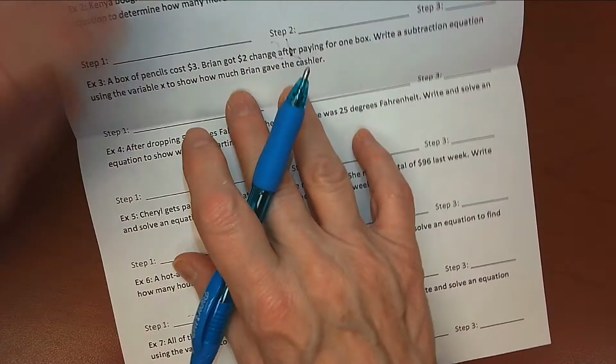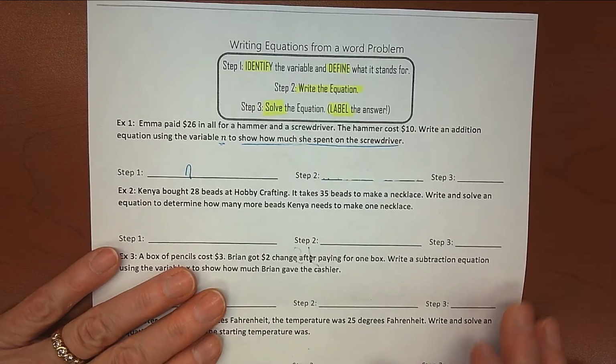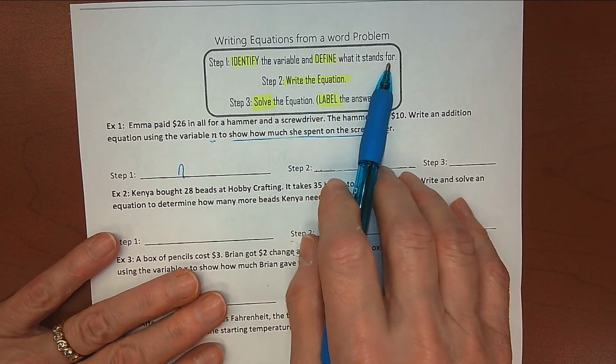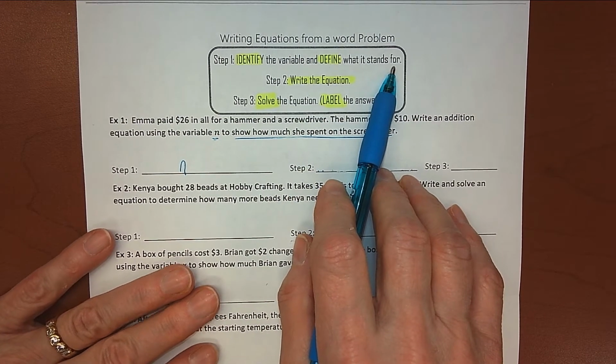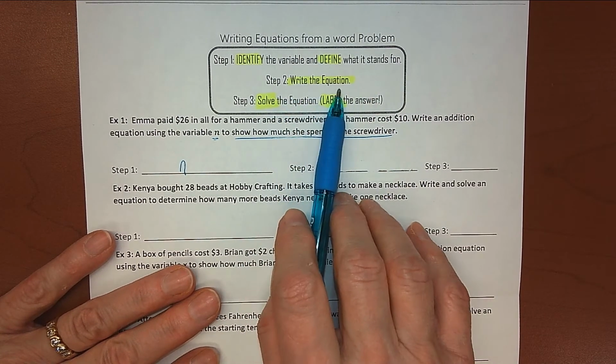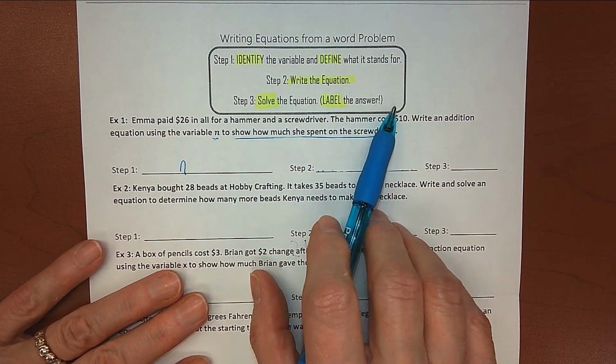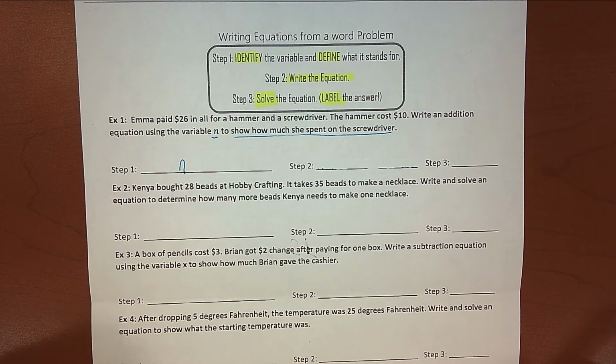Okay, so our steps for doing this: first we're going to identify what our variable is, then we'll define what it stands for. We did these with expressions earlier too. Then we'll write our equation, and finally we'll solve the equation, and we'll want to make sure that we always label the answer. Let's look at our first problem here.